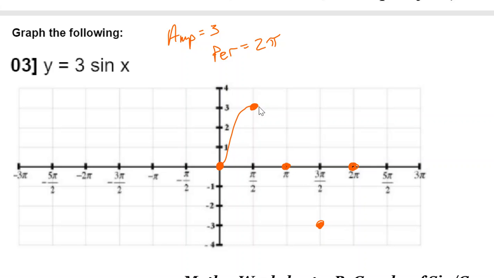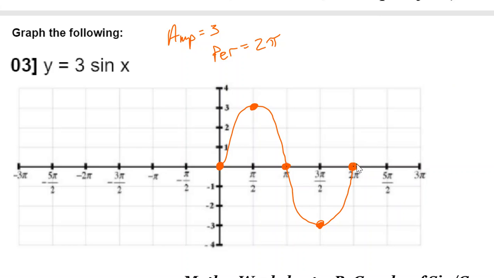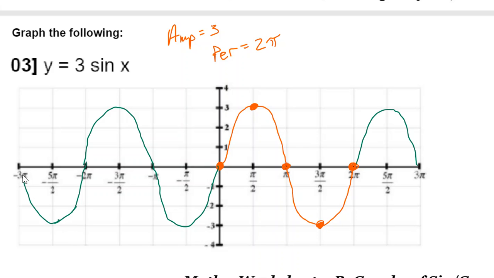We can do that, that, and we can finish the rest of the graph. And that's what that should look like.